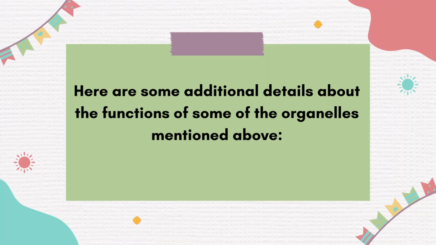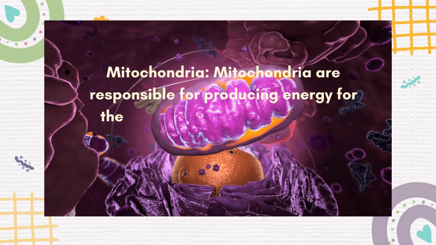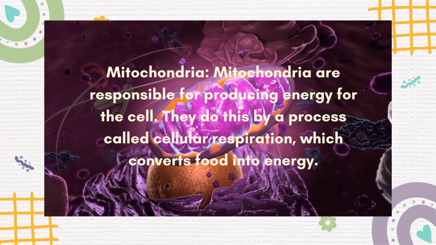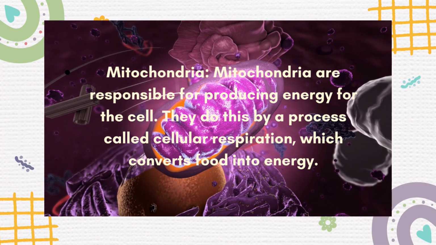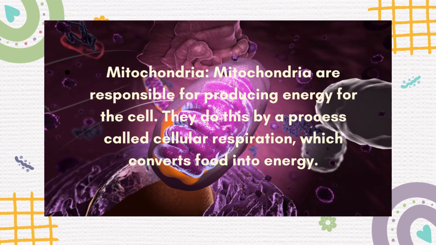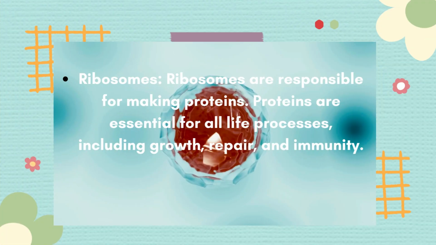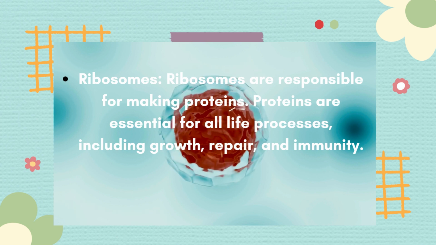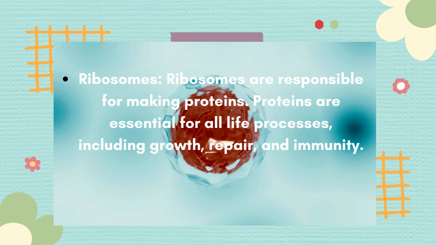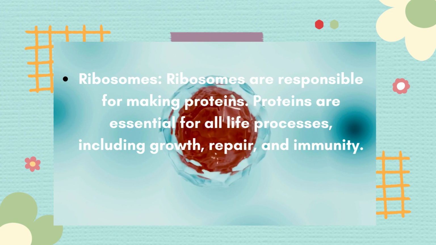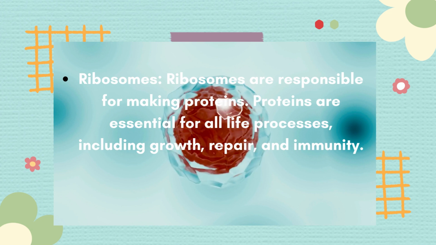Here are some additional details about the functions of some of the organelles mentioned above. Mitochondria. Mitochondria are responsible for producing energy for the cell. They do this by a process called cellular respiration, which converts food into energy. Ribosomes. Ribosomes are responsible for making proteins. Proteins are essential for all life processes, including growth, repair, and immunity.